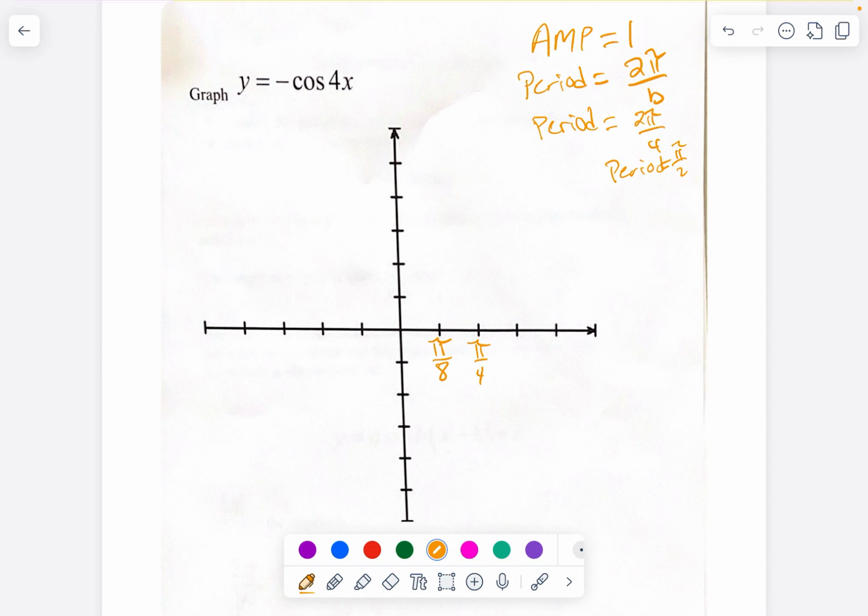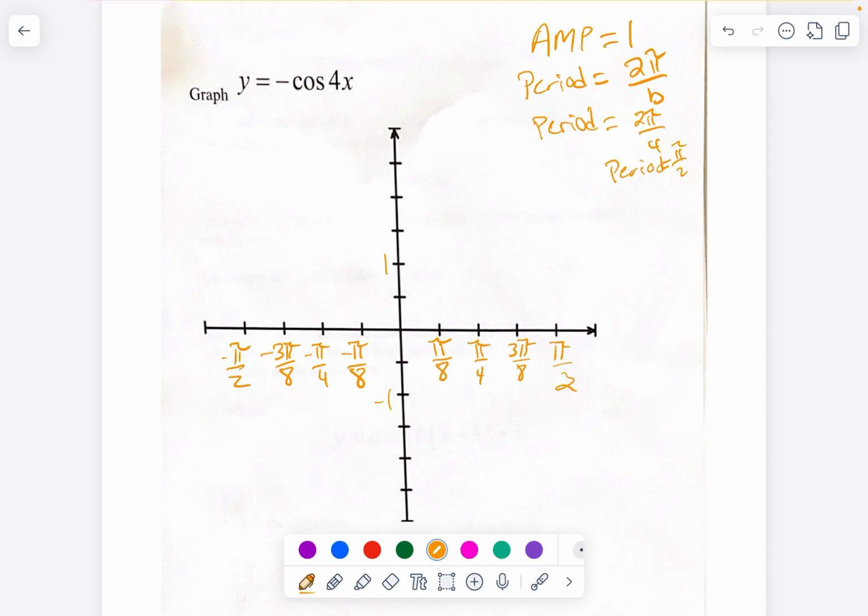Why do we have pi over 4 there? Because it's really just 2 pi over 8. Then we have 3 pi over 8, and then 4 pi over 8, which is really pi over 2. Same thing on this negative side. Negative pi over 8, negative pi over 4, negative 3 pi over 8, and then negative pi over 2. From here, we know our cosine function has an amplitude of 1, so we're going to go up 1. I'm going to call this 1 here, negative 1 here, and now we're going to draw the cosine function.